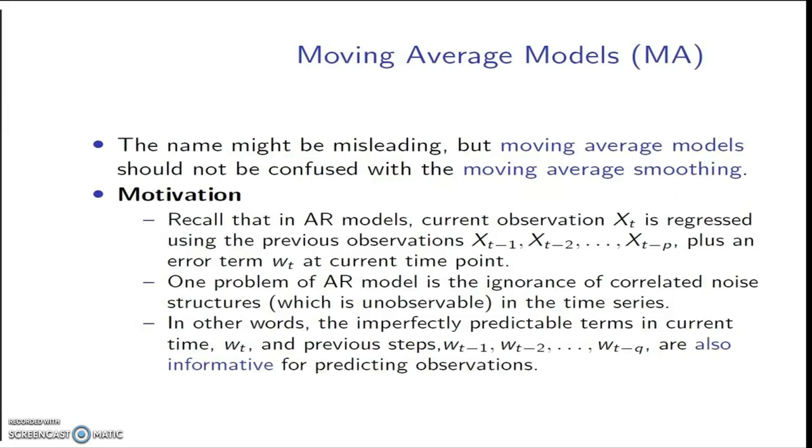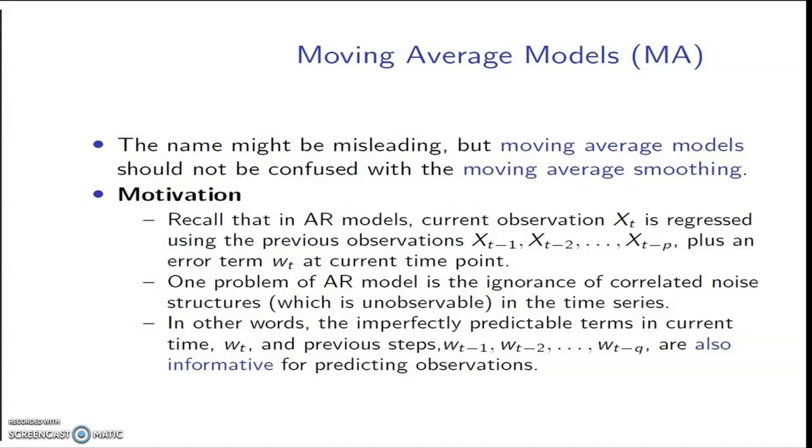So, as you know, moving average models should not be confused with moving average smoothing. The motivation is that we may recall that in autoregression models, the current behavior xt is regressed using the previous observations of xt, that is xt minus 1 up to xt minus p, plus an error term wt at the current point in time. However, one of the problems with the AR model is the ignorance of correlated noise structures in the same series, which is unobservable.